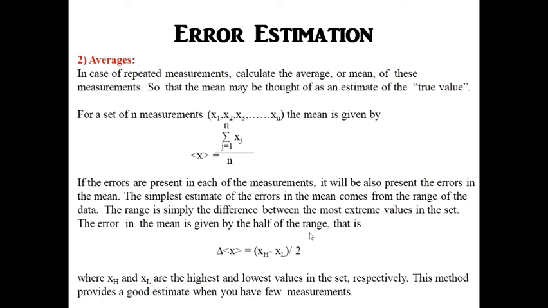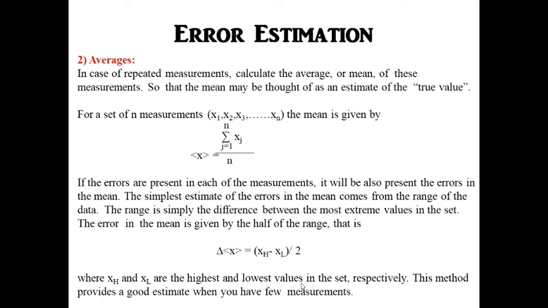Suppose you have measured the error in each measurement, so it means that the error is also present in the mean. What will happen? You will take the range, the difference between the two extreme points, and you will take half. So you can calculate the error in a mean like that.